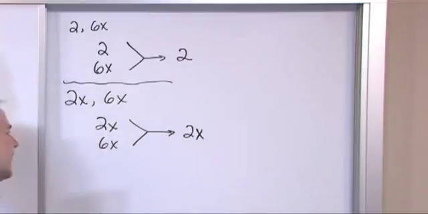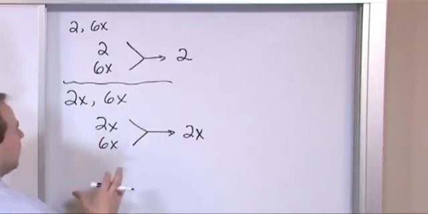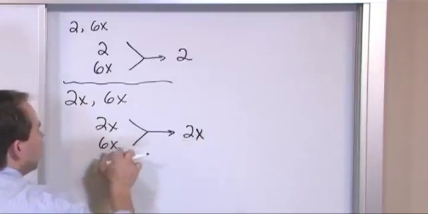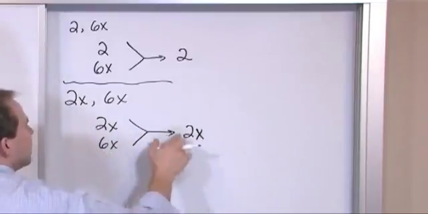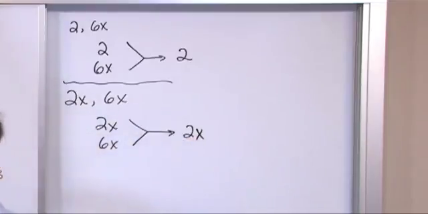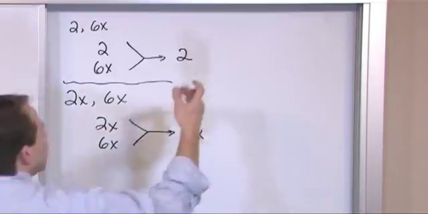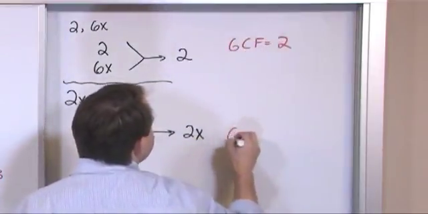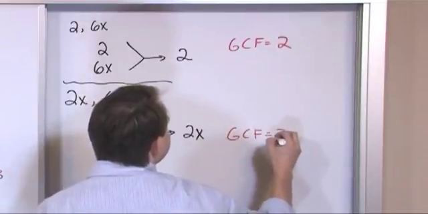So that may be a little bit ahead of where we're at right now, but I'm just trying to get you to see that this guy can be divided by this guy. The x is common to both. 6 can be divided by 2. So the greatest common factor up here is going to be equal to 2, and the greatest common factor here is going to be equal to 2x.